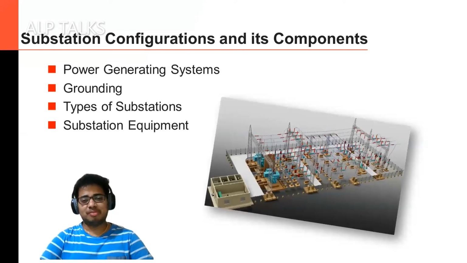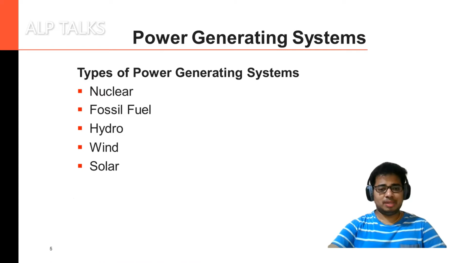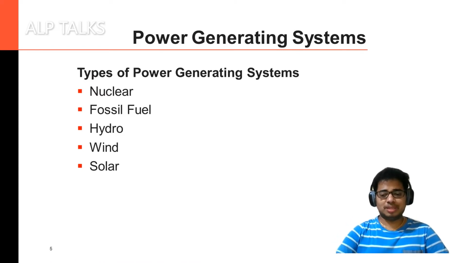So, substation configuration and its components. Whatever you are watching here on the right side, the image is the substation, which is the elevated view. We will discuss how power is generated, the types of grounding, types of substation, and substation equipment. First, power generation systems. What types are there? We have nuclear, fossil fuel, hydro, wind, and solar. These are the different types we have.